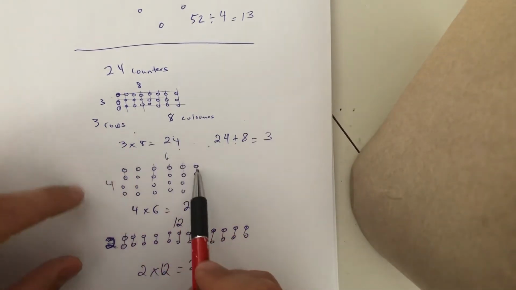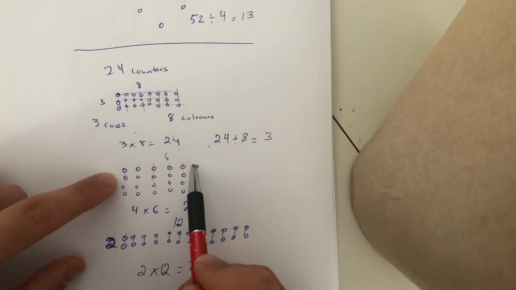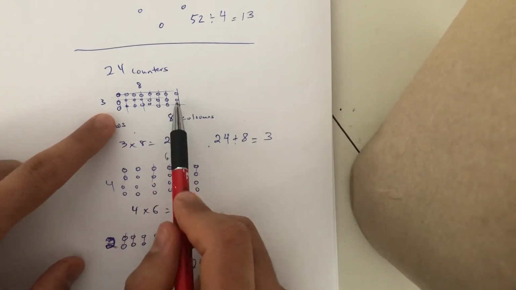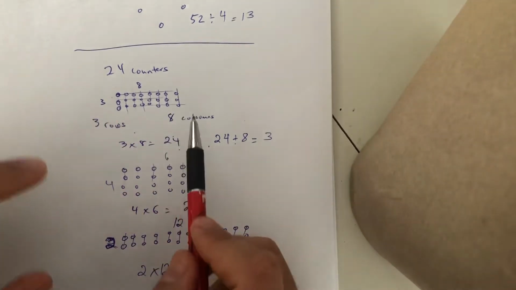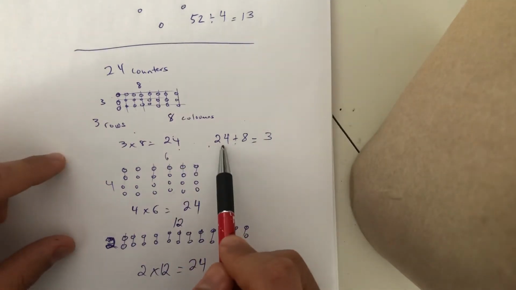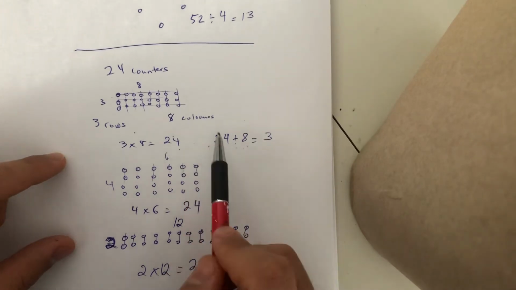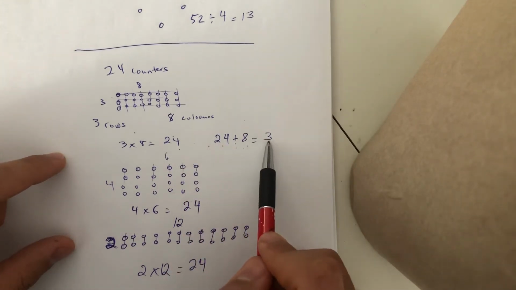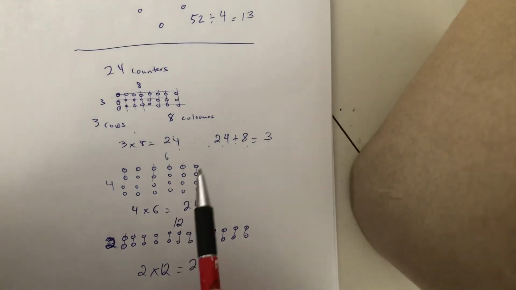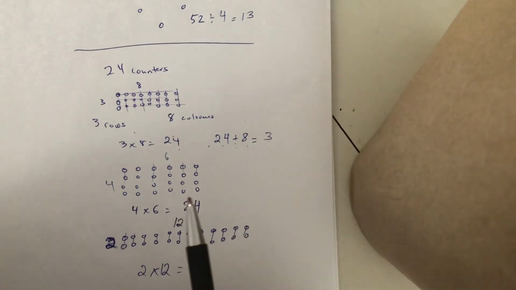So we got 24 counters, and I'm dividing them into 8 groups. This is what it means. 24 counters, dividing them into 8 groups, and that's going to give me 3 sets. So 24 divided by 8 is going to give me 3 sets.